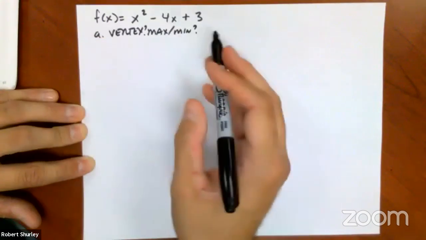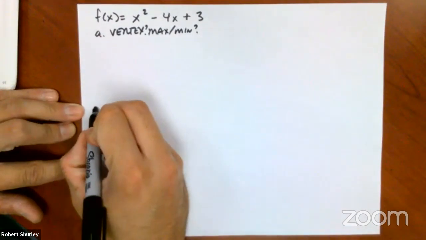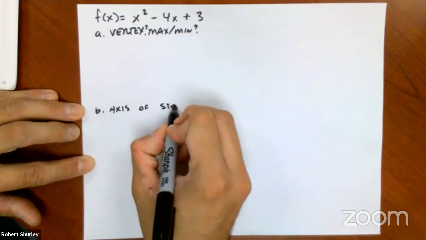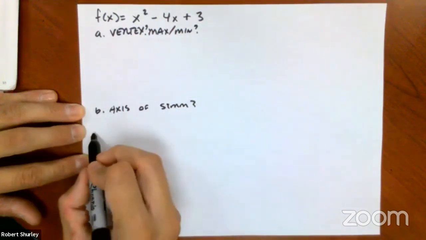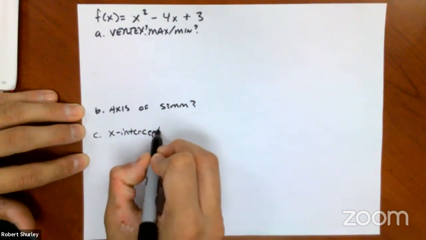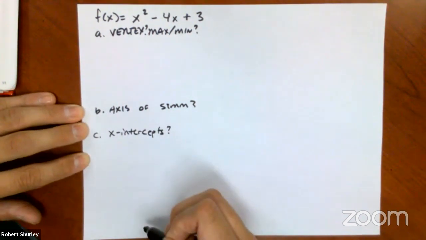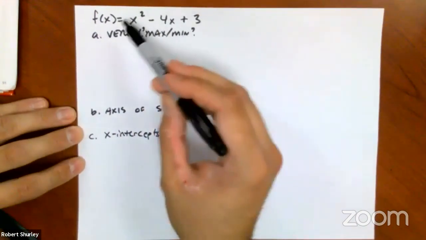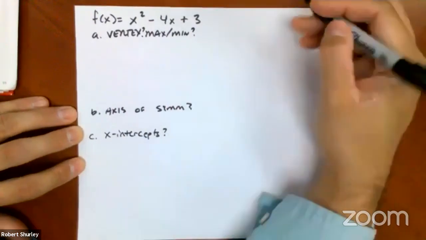Leave yourself a lot of room because we have to do the whole x and y thing. B, axis of symmetry. C, x-intercepts, if we have them. We might not have them. I'm going to leave you more room here because you're going to have to factor or use the quadratic equation. You're going to do something different here, so I'll leave more room for that one.